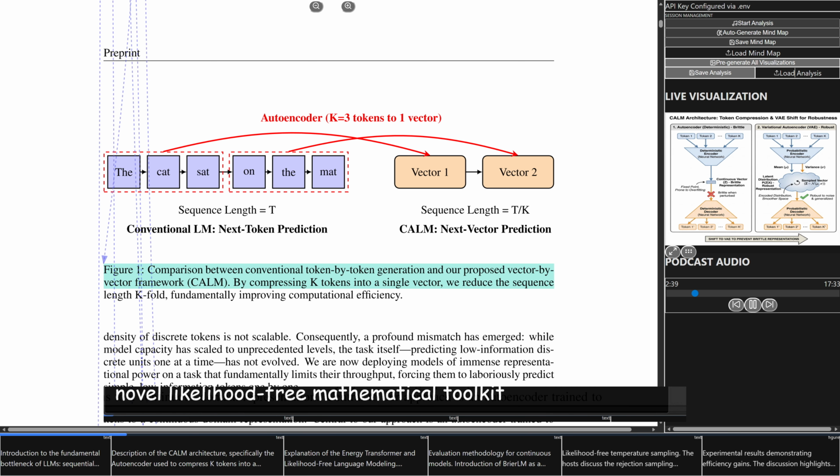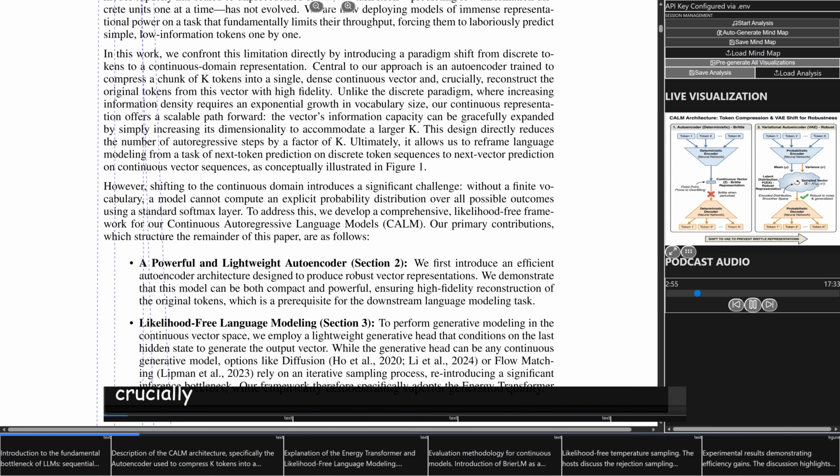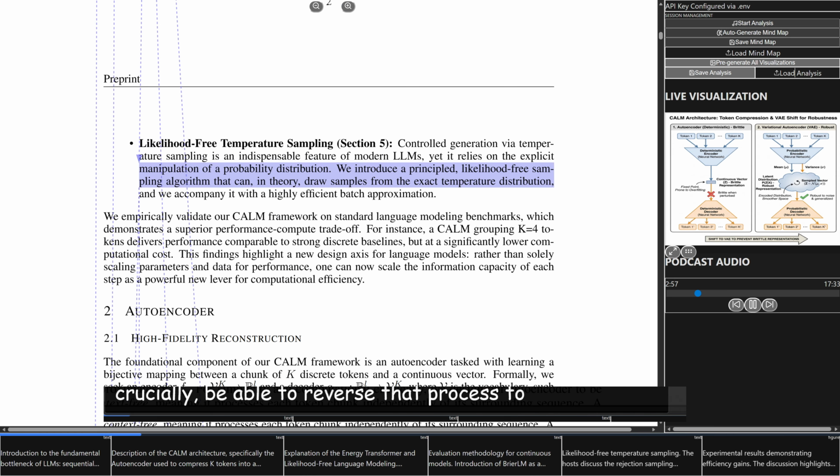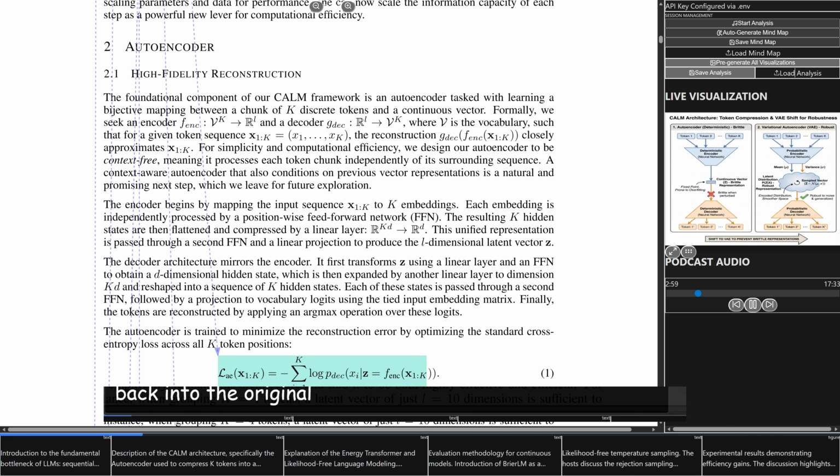Okay, so let's start at the foundation. How do they even create these high-density vectors? This has to be the compression engine, the autoencoder. Right. The autoencoder has two jobs. First, take K discrete tokens and compress them into a single continuous vector, we'll call it Z, and then, crucially, be able to reverse that process to decode Z back into the original K tokens with extremely high fidelity. They got over 99.9% accuracy on reconstruction.